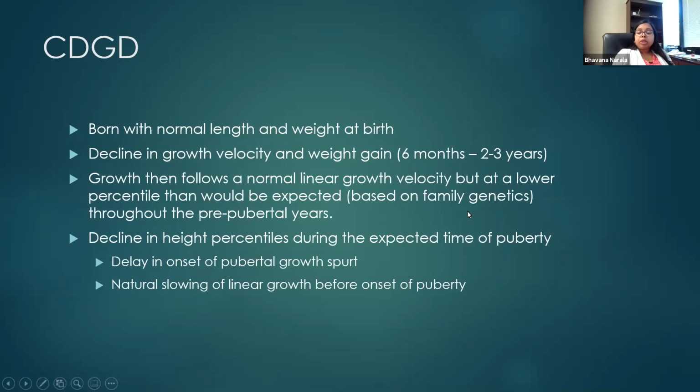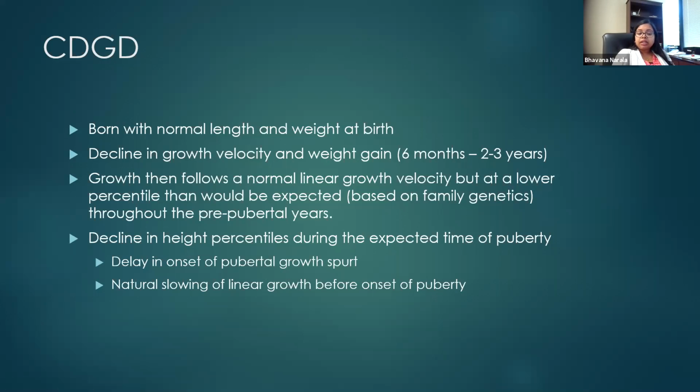And then during puberty, and we quite frequently see these kids during puberty, there's a decline in height percentiles because they are expected to go through puberty. So you're seeing this 12-year-old, 13-year-old, and you see that they are having a decline in height percentiles because there's a delay in onset of the pubertal growth spurt. And then there's slight slowing of linear growth before onset of puberty.